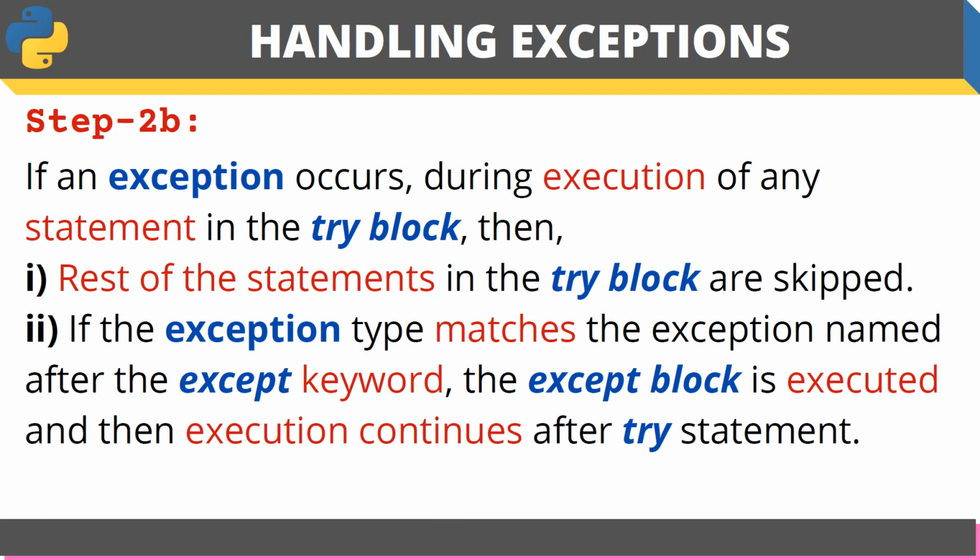And if an exception occurs during the execution of any statement in the try block, then the rest of the statements in the try block are skipped. So the remaining try block statements are skipped. If the exception type matches the exception named after the except keyword, the except block is executed. In the except block, we can write any number of handlers. Whatever exception is found in the try block, it will execute that particular except block, and then execution continues after the try statement.